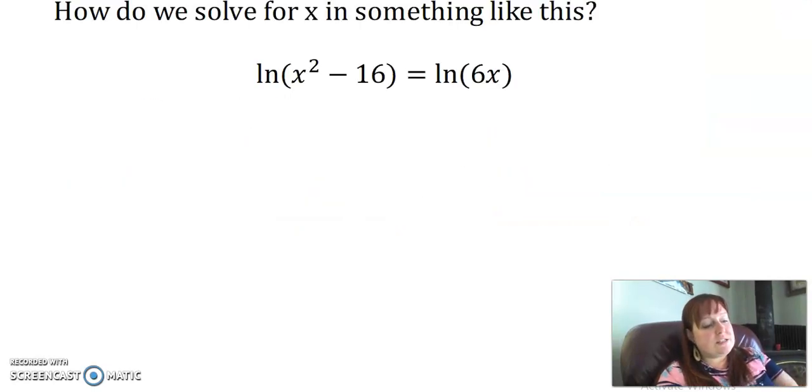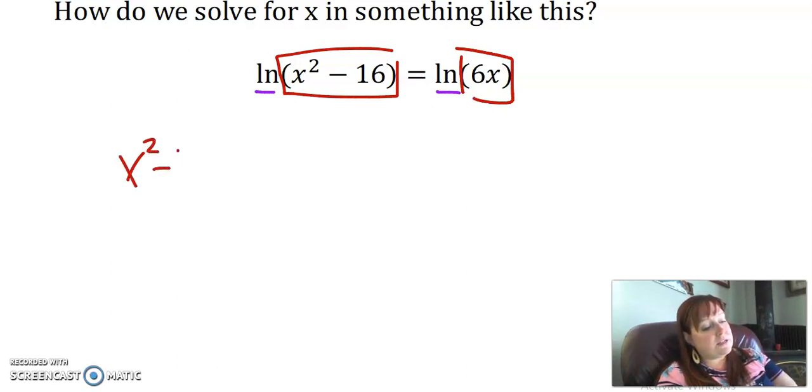So in this video, we're going to look at this one. So see, this is ln and this is ln. Okay, so same log with the same base. So that means our argument, x squared minus 16, has to equal 6x. Okay, so we're just going to write that. x squared minus 16 has to equal 6x. Because for the ln's to be equal, their arguments have to be equal, so that they end up being the same number, right? Whatever I put in for x, x squared minus 16 has to equal 6x.